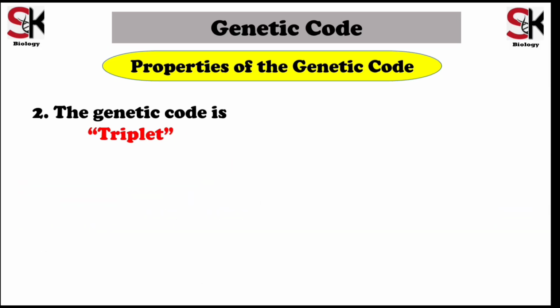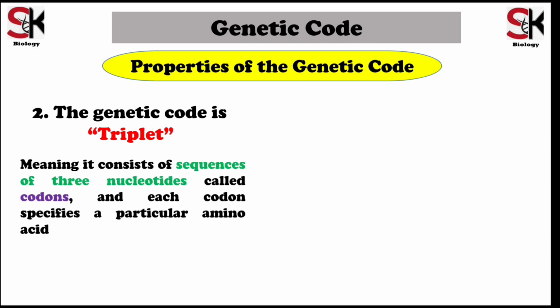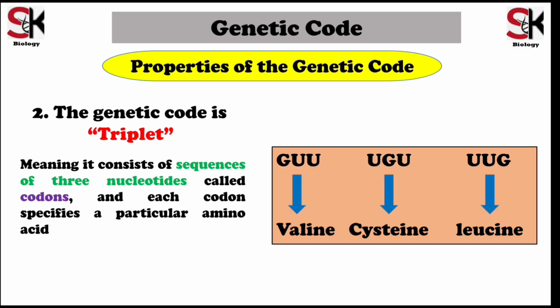Second property, the genetic code is triplet. As per the third assumption of scientists, it is proven that the genetic code is triplet. That is, it consists of a three-nucleotide sequence called a codon to specify one amino acid. For example, here the three nucleotides GUU code for valine amino acid, UGU codes for cysteine amino acid, and UUG codes for leucine amino acid. So, to code one amino acid, three nucleotides are needed. That is, the genetic code is triplet.